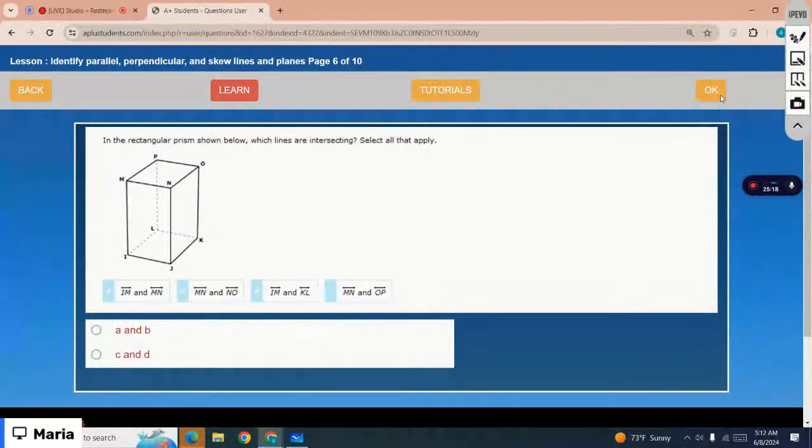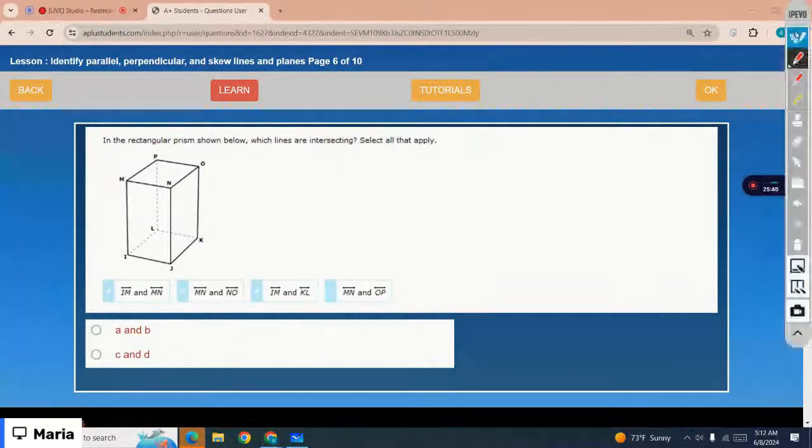In the rectangular prism shown below, which lines are intersecting? Select all that apply. So you have to find the intersecting lines, right? IM and MN are intersecting. MN and NO are intersecting. So A and B is the correct option.